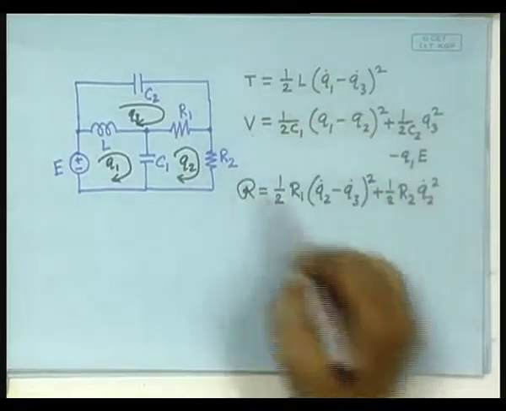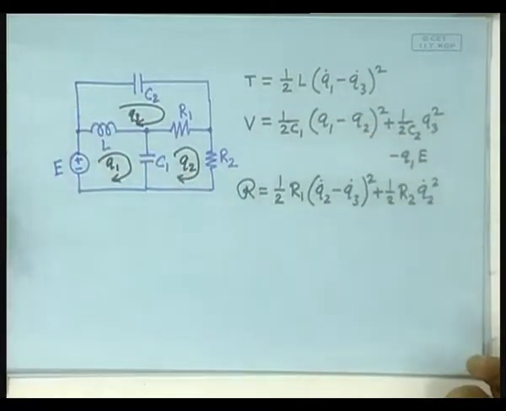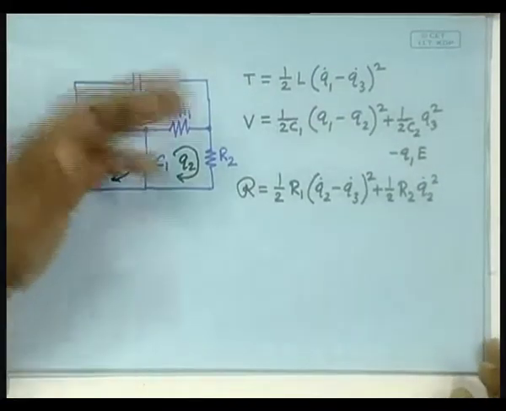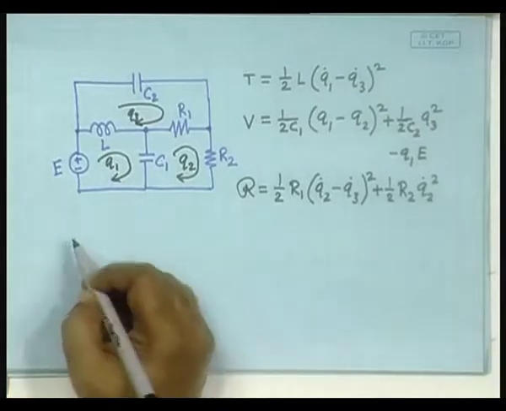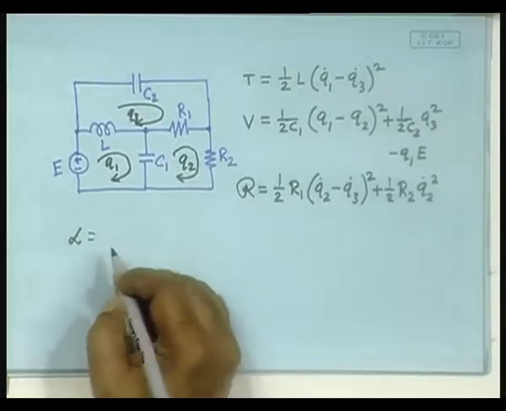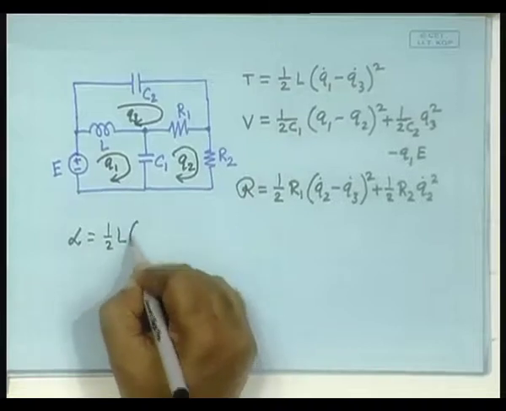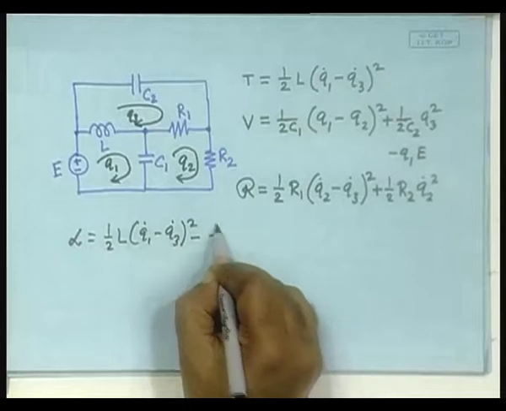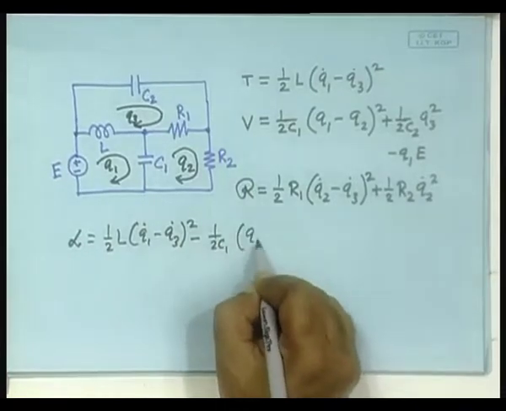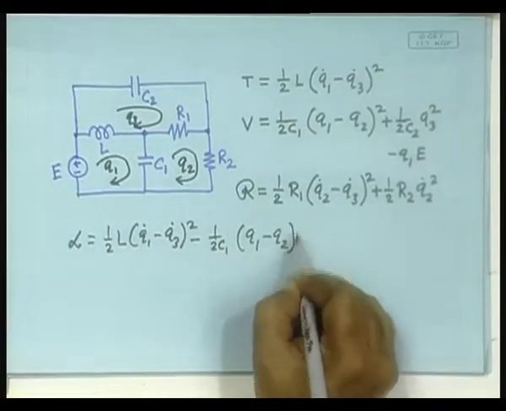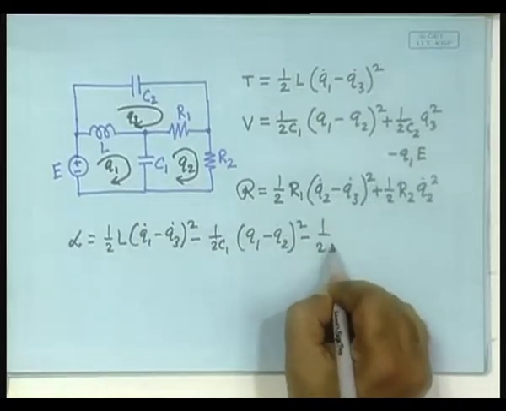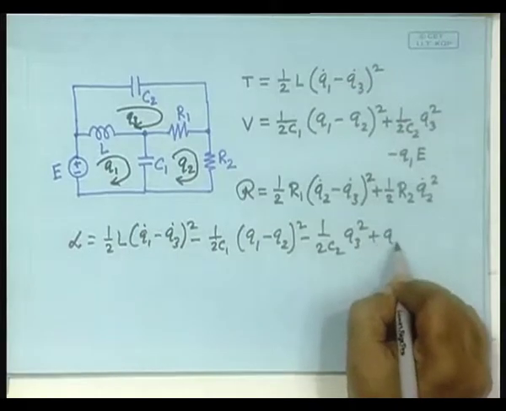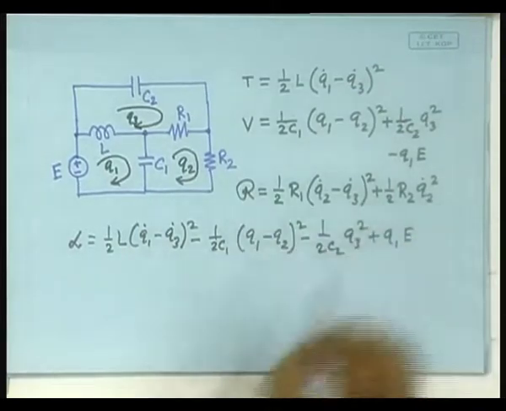The moment you have written this, the rest is trivial, right. So, all you have to do is to differentiate these 3 functions. So, let us write the Lagrangian. It is, I will write fast, half L (Q1 dot minus Q3 dot) square minus half C1 (Q1 minus Q2) square minus half C2 Q3 square plus Q1 E, and Rayleigh is this.